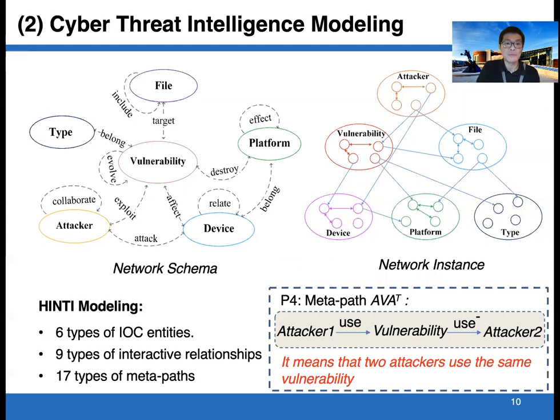Here we give an example of the metapath. So this is P4, metapath AVAT. It shows that 2 attackers use the same vulnerability. With those metapaths, we can measure the similarity between any 2 IOCs.